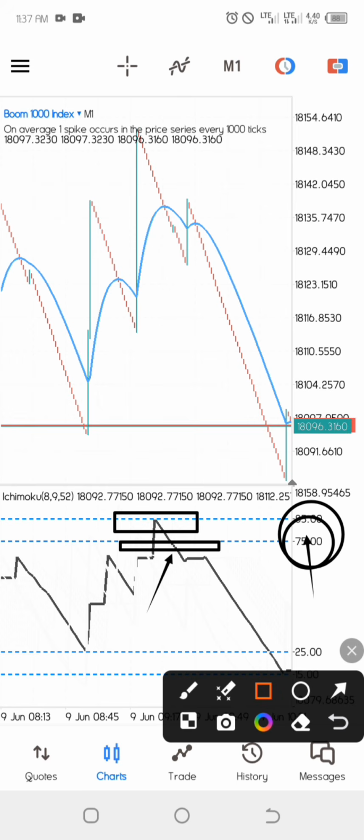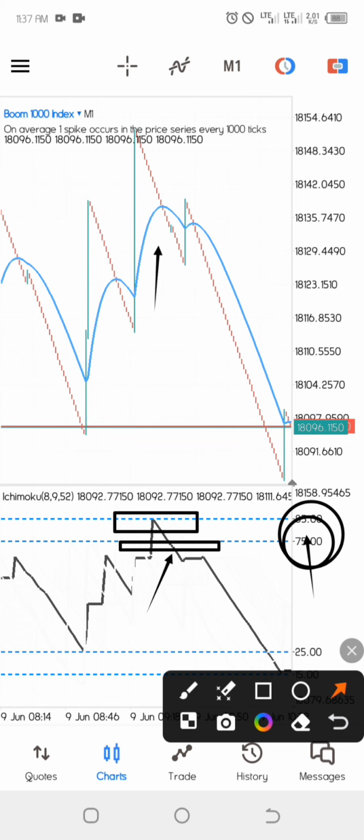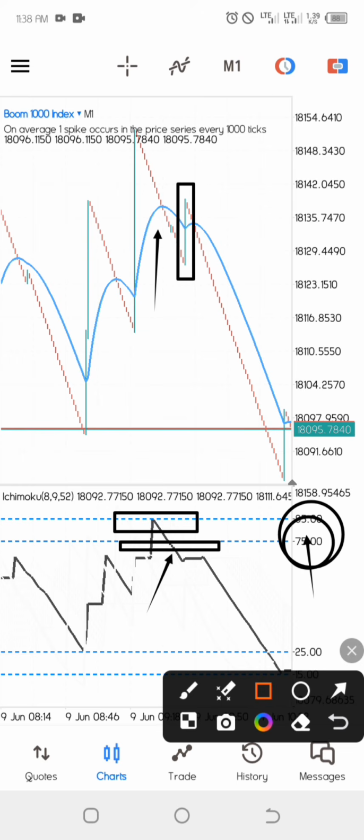Then you look into your main chart, and what you want to see now is the candle break below the moving average. After the candle breaks below the moving average, this is where you are going to be expecting a spike. You want to see the price create a spike that breaks outside the moving average, which is the spike right here. So this is the spike that breaks outside the moving average.